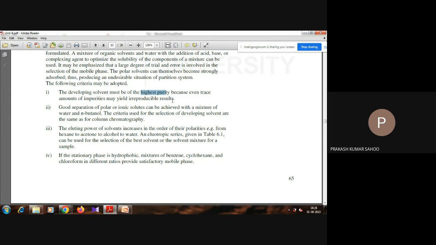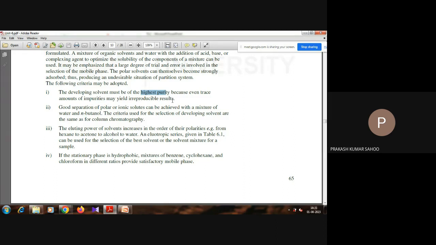The eluting power of solvent increases in the order of their polarity. Very important line. That is, the eluting power, or the movement or the migration of the component in the solvent, depends upon its polarity. So the polarity of the solvent goes from hexane to acetone to alcohol to water. So hexane is the least polar, water the most polar solvent.